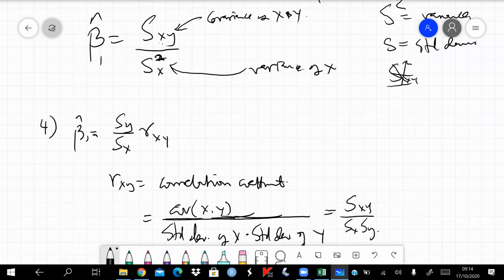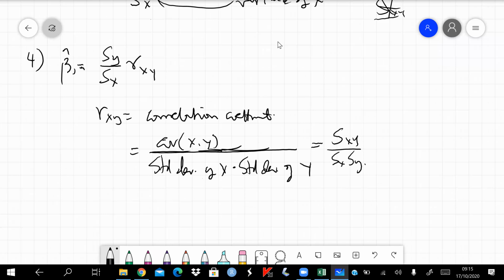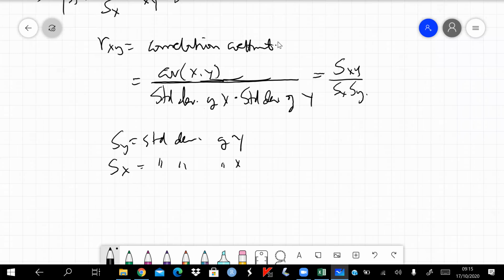I think I showed you last time that it's just a way of playing around with this expression. If you play around with it, you will end up with this. And s of y is the standard deviation of variable y, and s of x is the standard deviation of x. Okay, right. Then what else did we mention last time? So we had some example.